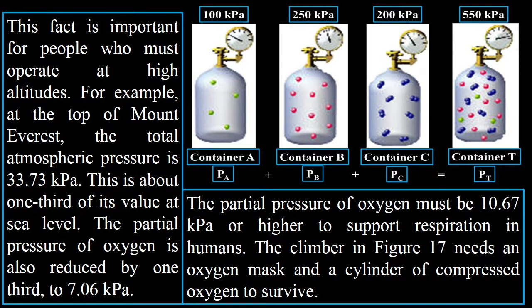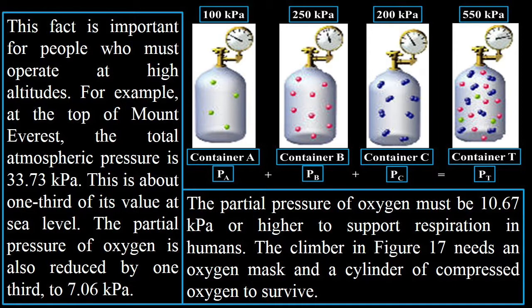The fact is important for people who must operate at high altitudes. For example, at the top of Mount Everest, the total atmospheric pressure is 33.73 kilopascals. Water is not going to boil at 100 degrees Celsius, trust me. This is about 1/3 of the value at sea level. The partial pressure of oxygen is also reduced by 1/3, or 7.06 kilopascals. The partial pressure of oxygen must be 10.67 kilopascals or higher to support respiration in humans.